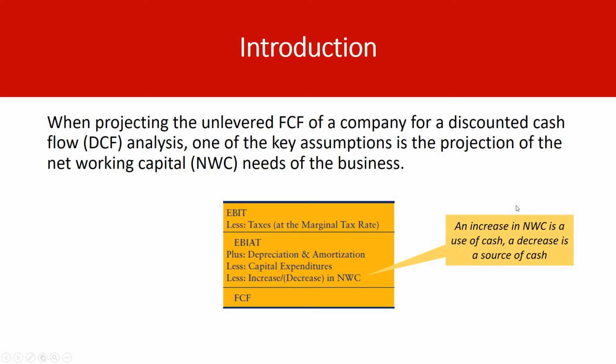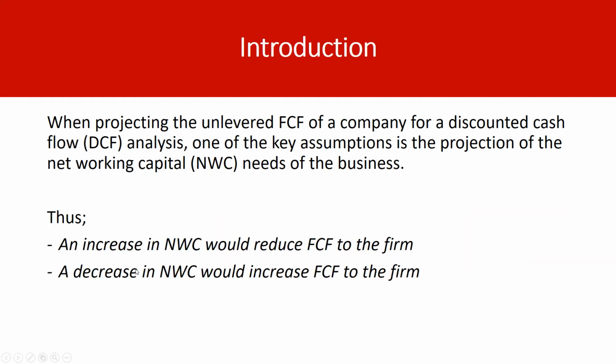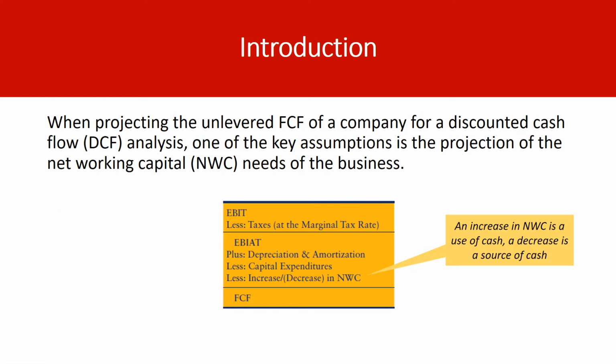So going back over here, an increase in net working capital is a use of cash. A decrease is a source of cash, right? So thus, an increase in net working capital would reduce free cash flow to the firm, and a decrease in net working capital would increase free cash flow to the firm. And this is interesting. Why would an increase in net working capital take away cash?